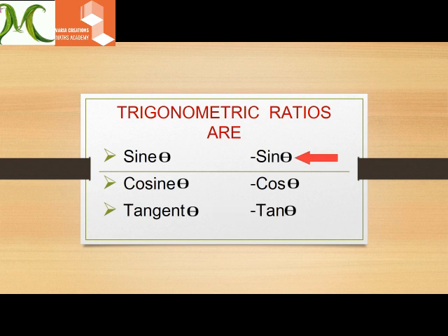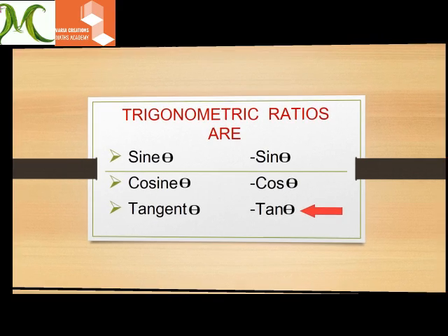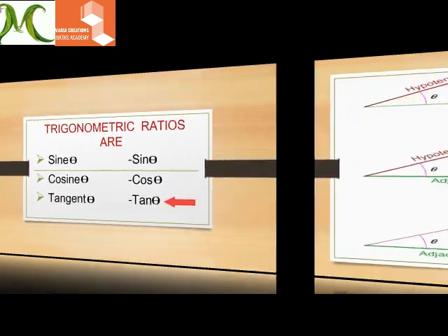The short form of sine theta is sin theta. The short form of cosine theta is cos theta. The short form of tangent theta is tan theta.